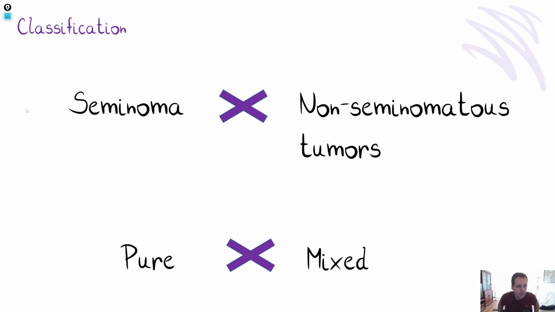The basic classification is like this. We can subclassify germ cell tumors into seminomas and non-seminomatous group. It is quite a weird classification because on one side you've got just one tumor with some subtypes, and on the other side you've got basically all the other tumors. But this subclassification is quite important. I will explain why in a minute. And the second classification is pure and mixed germ cell tumors.